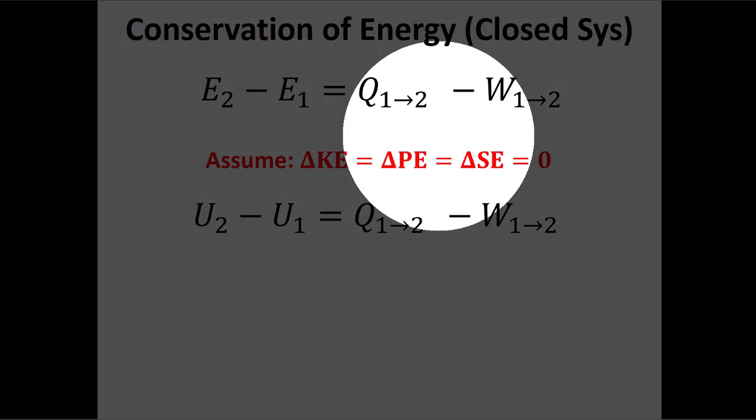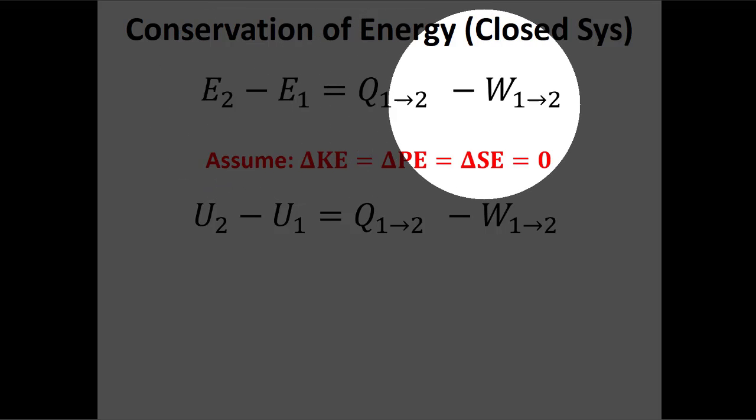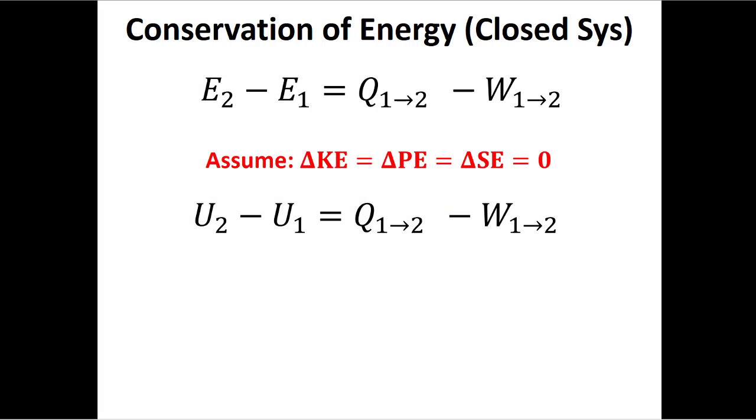So I know that the change in energy in my system is a result of heat coming in or work going out. I'm going to assume that kinetic, potential, and spring energies are all very small compared to the change in internal energy in my system. So I get that delta U is equal to Q minus W. Unfortunately, at this point, I don't know U2, I don't know U1, I don't know Q, and I don't know W. So the good news is that I have an equation. The bad news is I don't know any of the terms inside that equation.